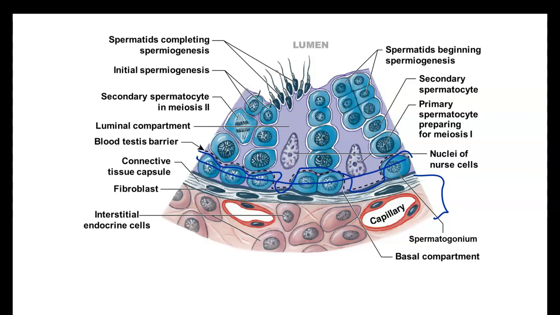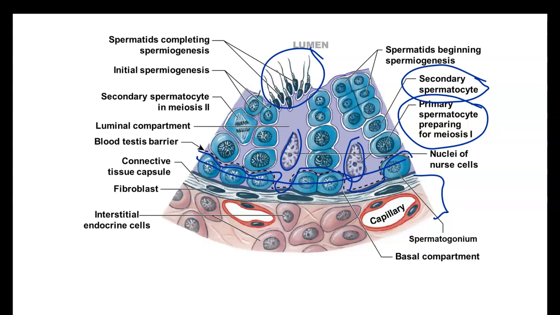So after they go through meiosis, then they get pushed further down. They become primary spermatocytes, which are preparing for that meiosis 1. Then they go into secondary spermatocytes, and then as they continue to divide, they become spermatids, and that's the beginning of spermatogenesis. Eventually, these spermatids do develop into what looks like sperm, and they'll move through the lumen towards the epididymis.